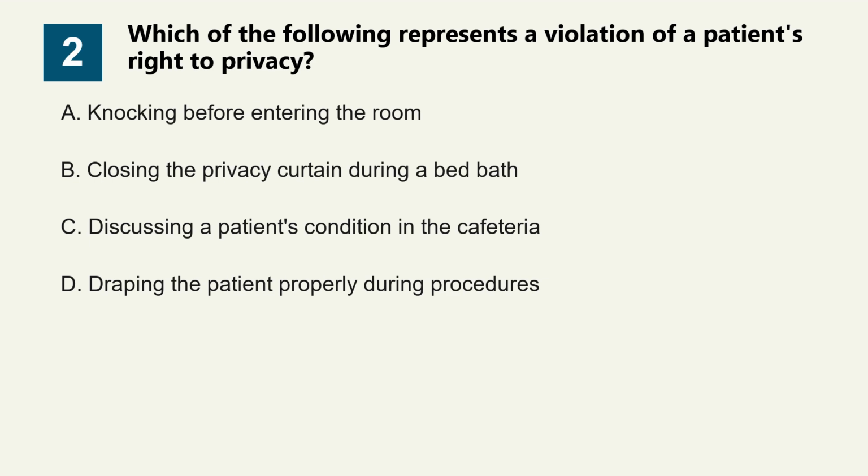Question 2. Which of the following represents a violation of a patient's right to privacy? Option A. Knocking before entering the room. Option B. Closing the privacy curtain during a bed bath. Option C. Discussing a patient's condition in the cafeteria. Option D. Draping the patient properly during procedures.